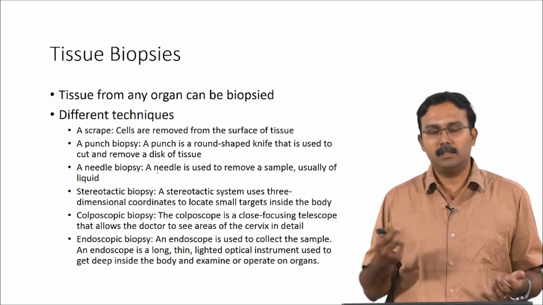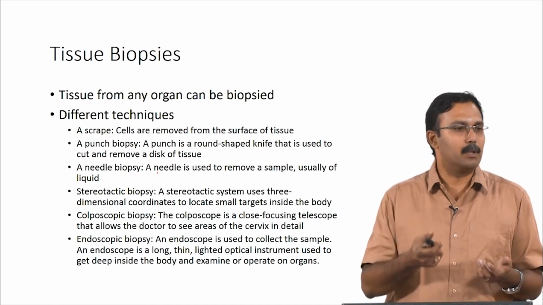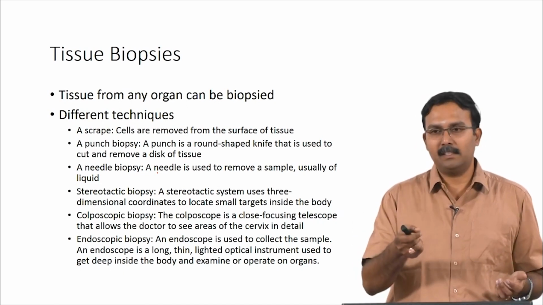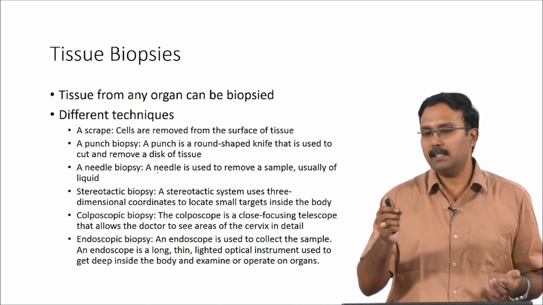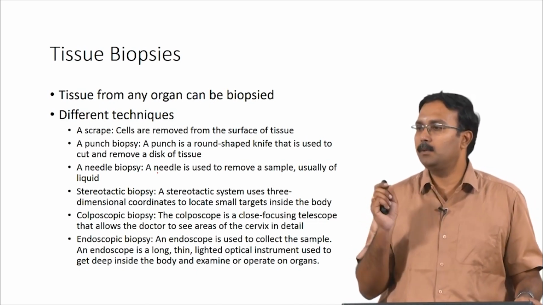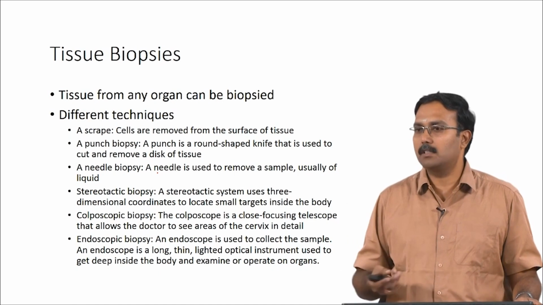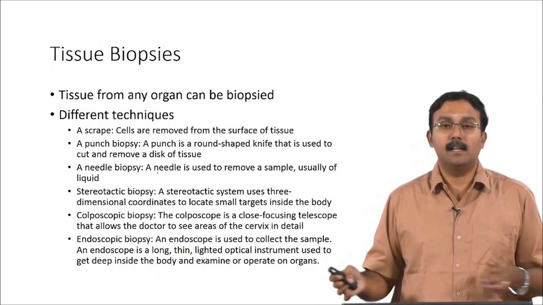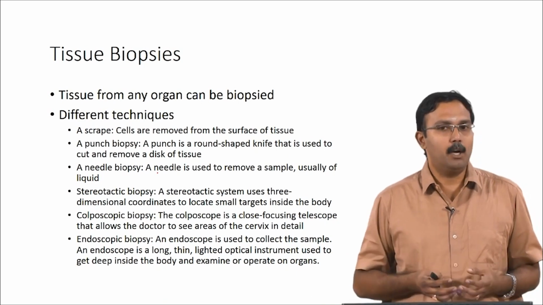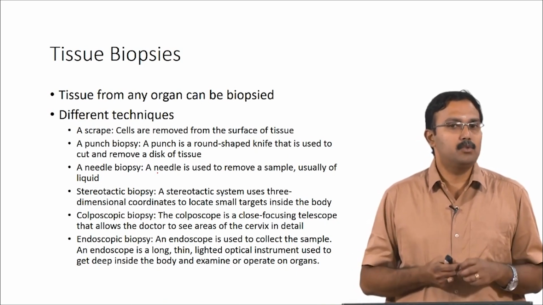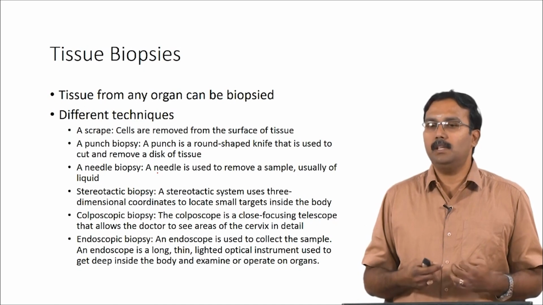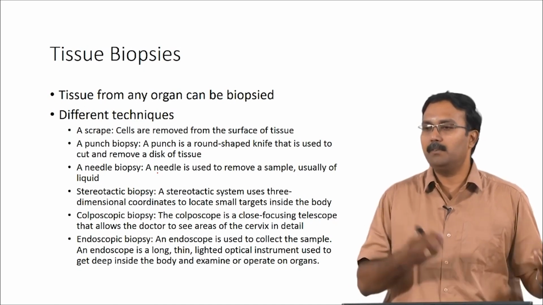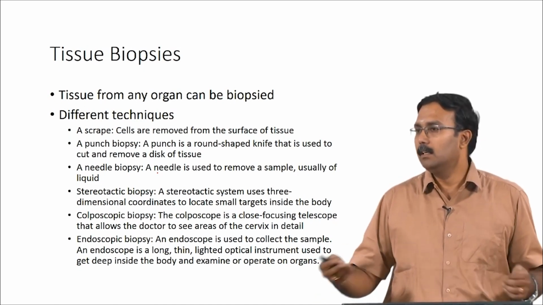So, this is like what you would see in a punch biopsy, right. You create a small hole with a small punch, and this disc shaped tissue can be harvested and processed further to get the desired cells. You can also have needle biopsy. Here a needle is used to remove a sample. Usually this is for liquid samples, so it could be for the limb, for the blood and so on.